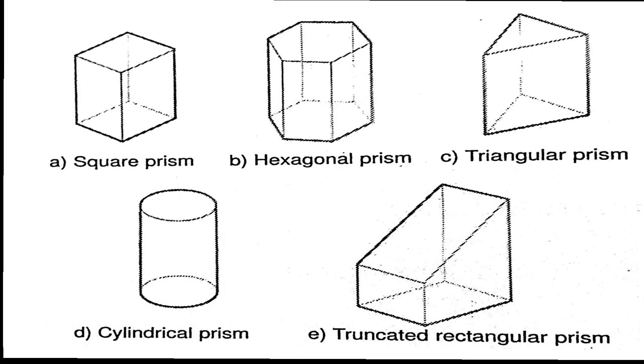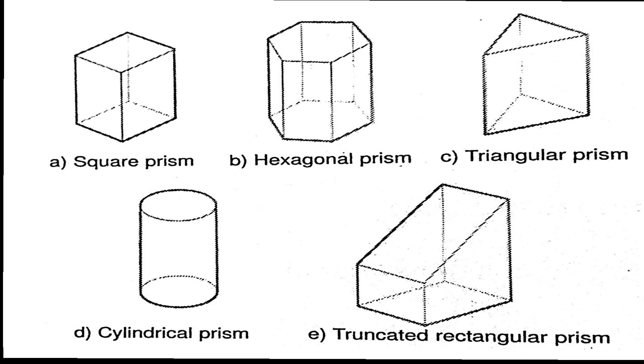Good. Then we have a square prism. That is diagram A. Why a square prism? Because the base is a square, and therefore it bears the name square prism. Then we have a hexagonal prism. As I said, a hexagon is a six-sided figure, and therefore figure B, its base bearing the shape of a hexagon, is a hexagonal prism. Then we have triangular prism. Why triangular prism? The base is a triangle, and therefore it bears the name triangular prism.